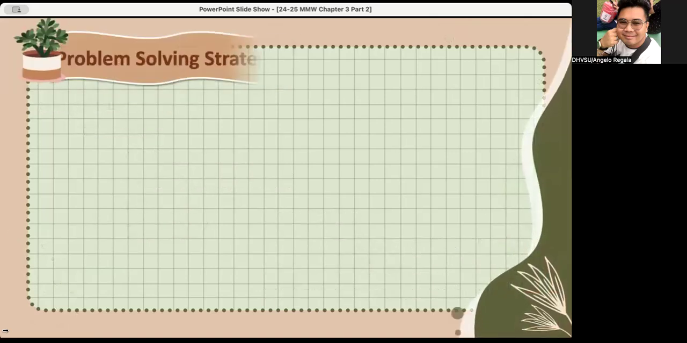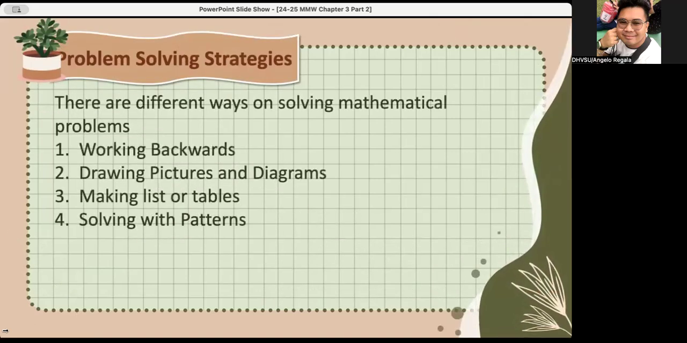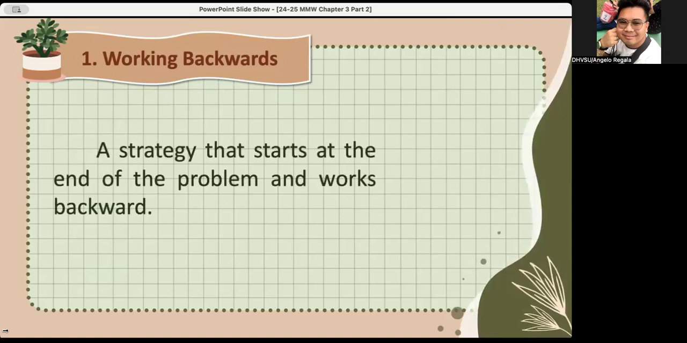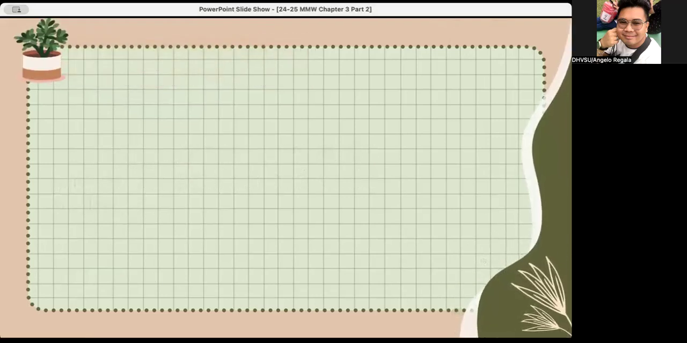Okay, so there are different problem solving strategies that we can use. We have working backwards, drawing pictures and diagrams, making lists or tables, and solving with patterns. Now, working backward. This is a strategy that starts at the end of the problem and you work backward to get the answer. An example here is this.